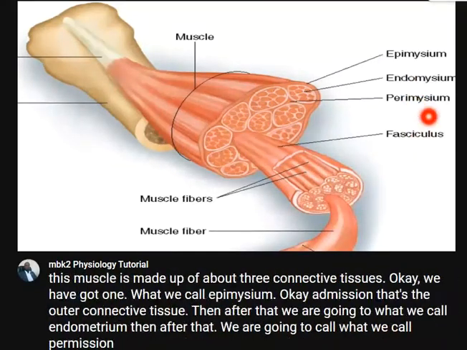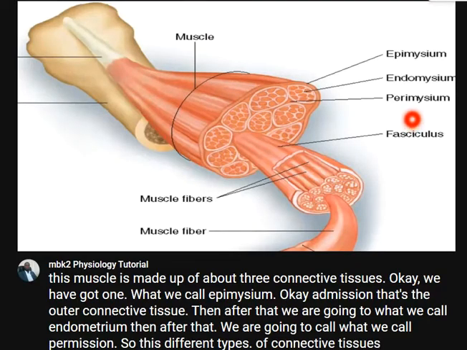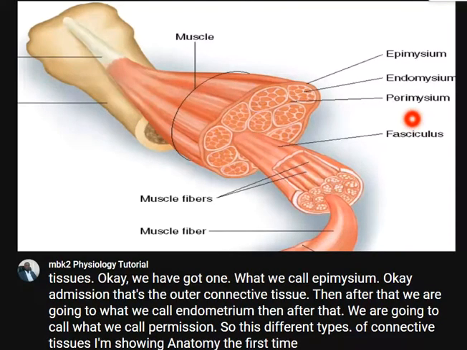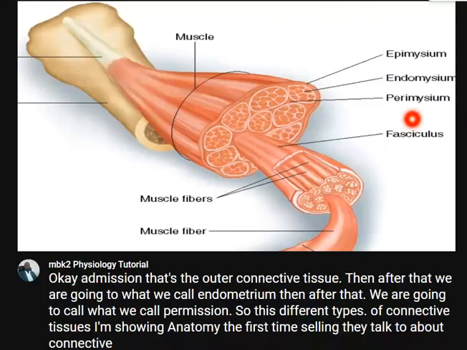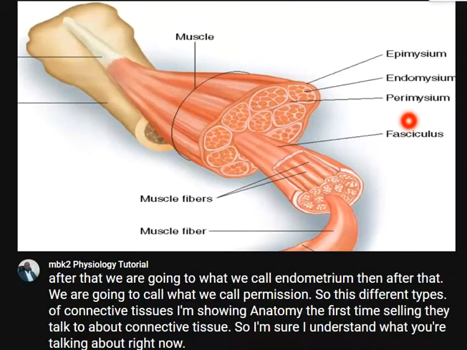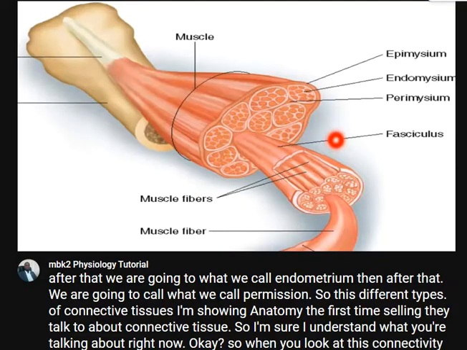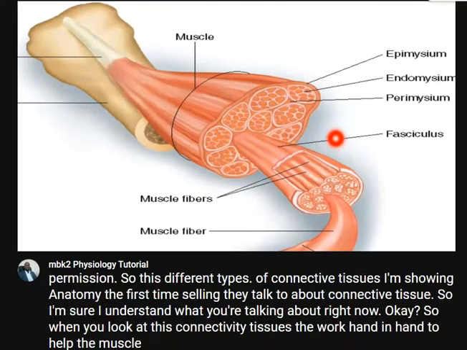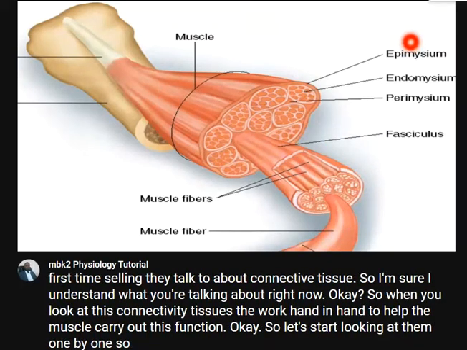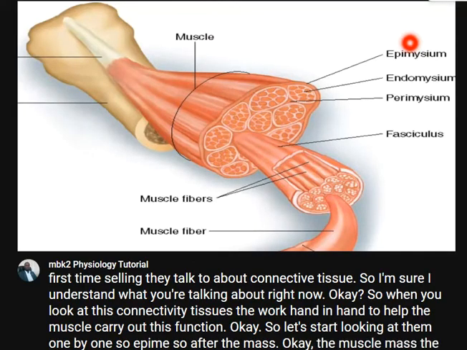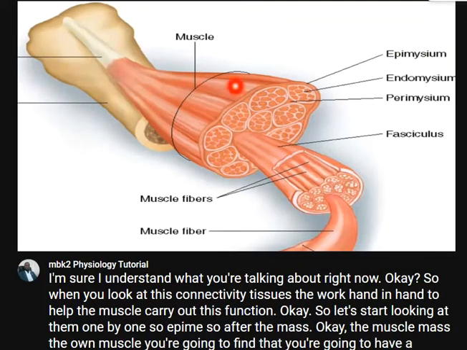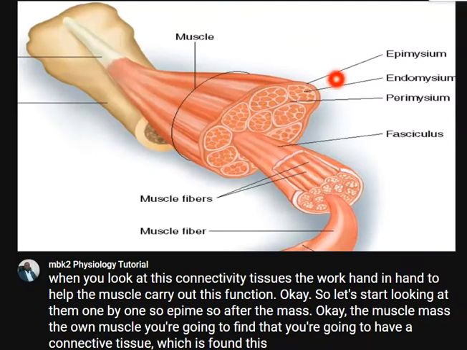These different types of connective tissues, I'm sure you covered them in anatomy, the first time they talked about connective tissues, so I'm sure I understand what we're talking about right now. When you look at these connective tissues, they work hand in hand to help the muscle carry out its function. So let's start looking at them one by one. First, the epimysium. After the whole muscle mass, you're going to have a connective tissue, and this layer is going to be called epimysium.